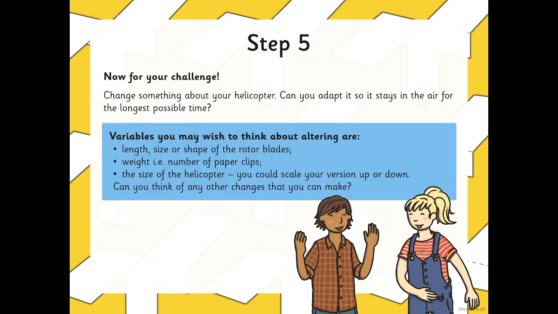This is where the real experimenting begins. So things you can change is the length, the size or shape of the rotor blades. So would they fly better if they're more triangular? Maybe they will, maybe they won't. Their weight, so could you add more paper clips to the bottom or something like that? The size of the helicopter, so does it spin faster if it's smaller? Can you think of any other changes you can make?